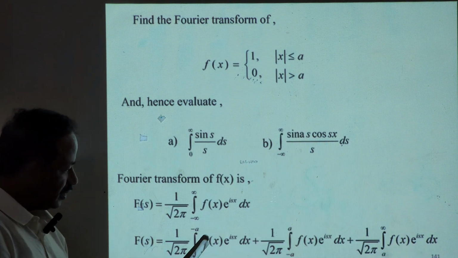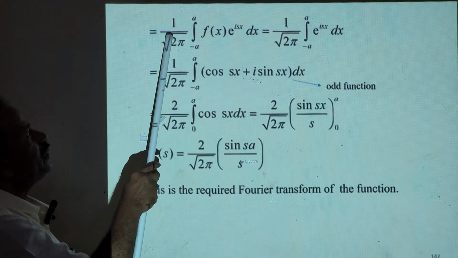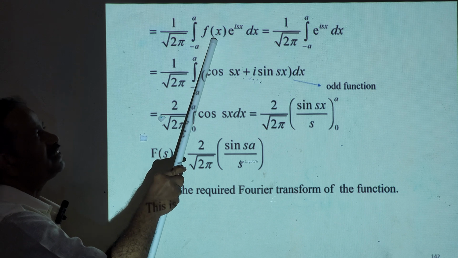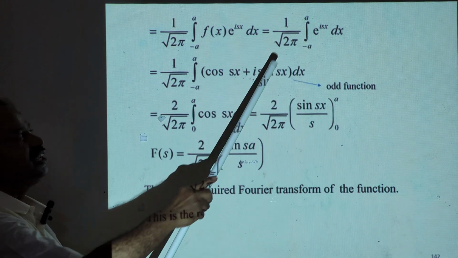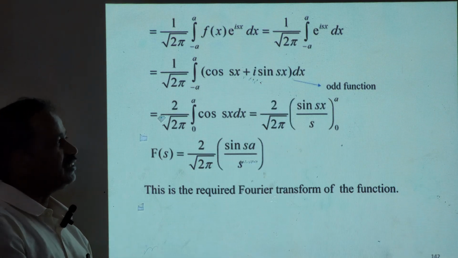So here it is 0, here also 0, so only the second term exists. We now have 1 by root 2 pi times the integral from minus a to plus a of f of x, where instead of f of x we substitute 1, so e to the power isx dx. e to the power isx you can expand as cos sx plus i sin sx dx.